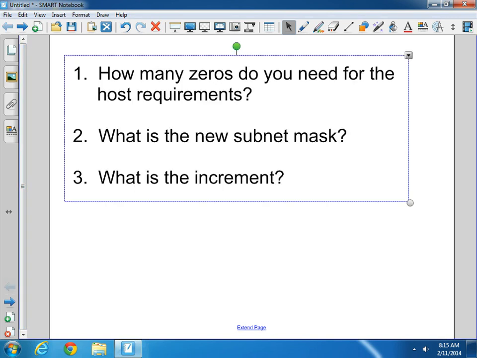All right, so we're going to review the subnetting that we did yesterday. There are 3 questions we always start with when we try to solve our subnetting problems. How many zeros does it take to get to the host requirement? What's the new subnet mask? Then, what's my increment? If you answer these 3 questions, you're going to be able to subnet any problem.